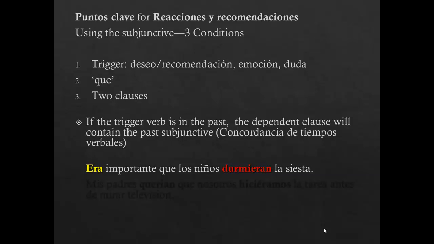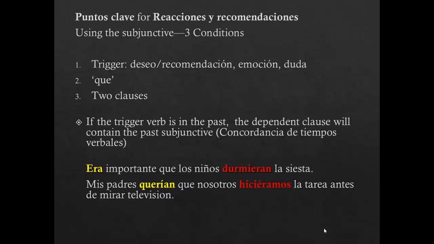A second example. Mis padres querían que nosotros hiciéramos la tarea antes de mirar la televisión. Again, querían is in the imperfect, and so the subjunctive used in the sentence is in the past tense as well. Hopefully this video helps to explain the formation and the use of the past or imperfect subjunctive. With this in mind, we can expand our repertoire of conversation options.